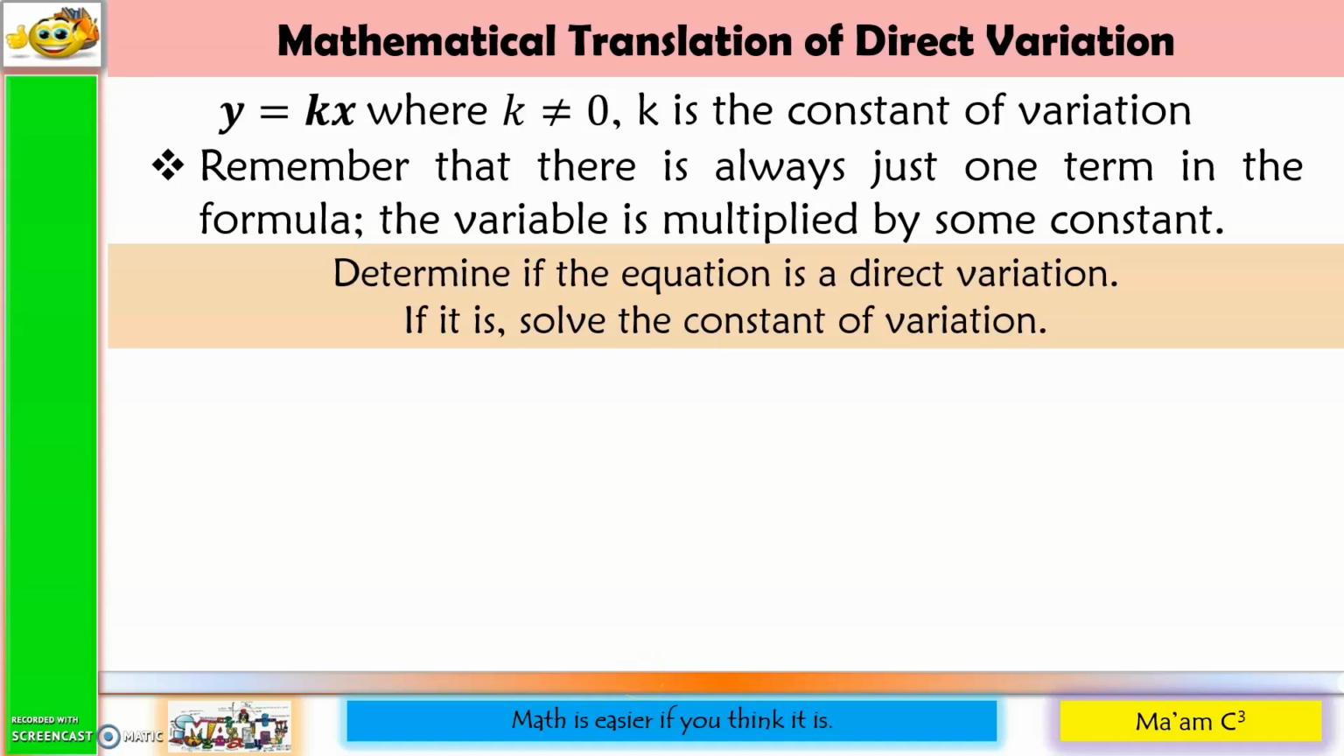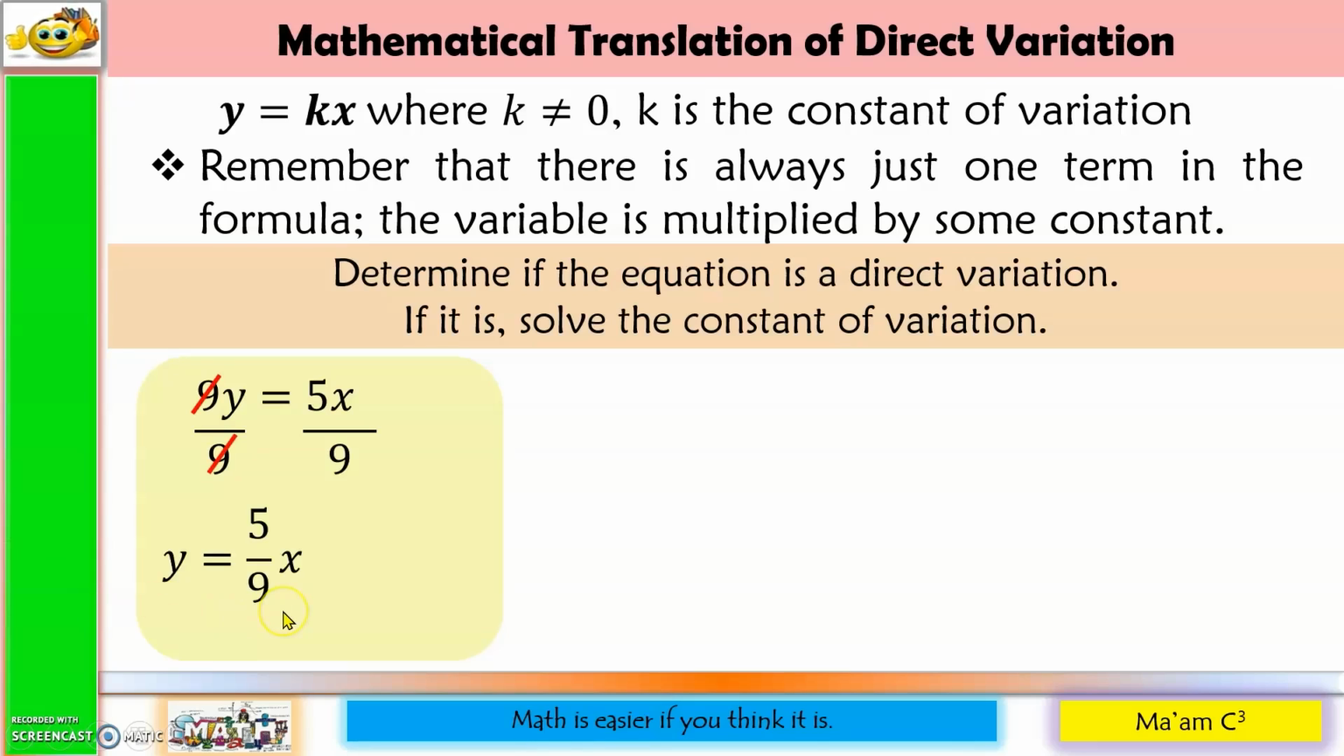Determine if the equation is a direct variation. If it is, solve the constant of variation. Let's have the first example. 9y is equal to 5x. So let us solve for y. Let us divide both sides by 9. 9 and 9 will cancel out. So we have y is equal to 5 over 9x.